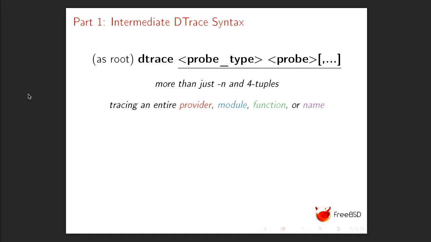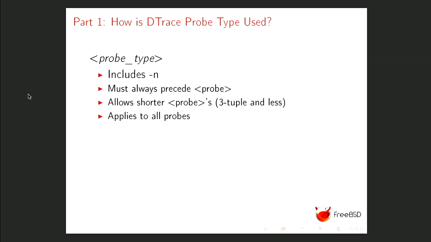Okay, so the next thing I want to break you into is that there's not just dash n. Almost every one-liner you find on the internet is going to have dash n probe. You don't have to limit yourself to dash n probe and a four-tuple separated by three colons. What it allows is three tuples and less. Imagine only specifying two colons. Imagine not having any colons. Wouldn't that be nice? DTrace allows it.